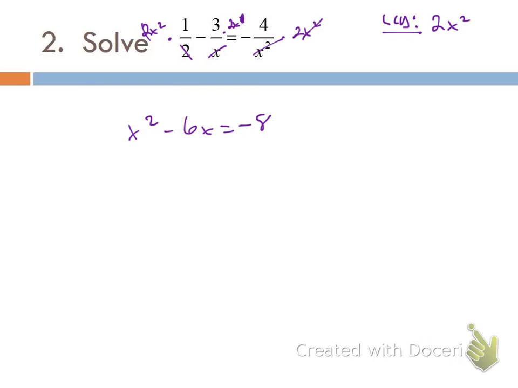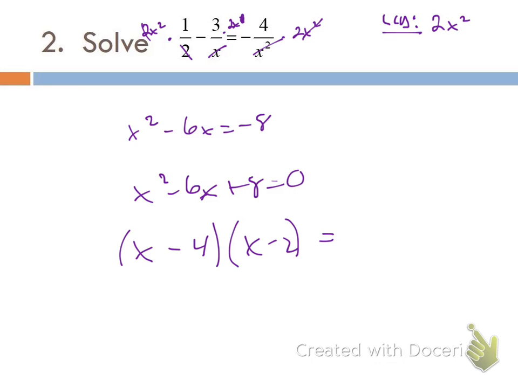It has a b term, so we can't use the square root method. So we've got to add 8 to both sides. Then we're going to factor. Set our factors equal to 0, but hopefully at this point we realize that our solutions are going to be 4 and 2. Now we didn't do our restrictions up here for our least common denominator.